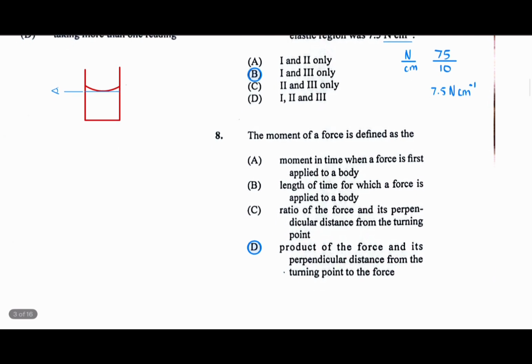The moment of a force is defined as the product of the force and its perpendicular distance from the turning point to the force. Right? So the formula they're talking about here is T is equal to force multiplied by the perpendicular distance from the pivot.